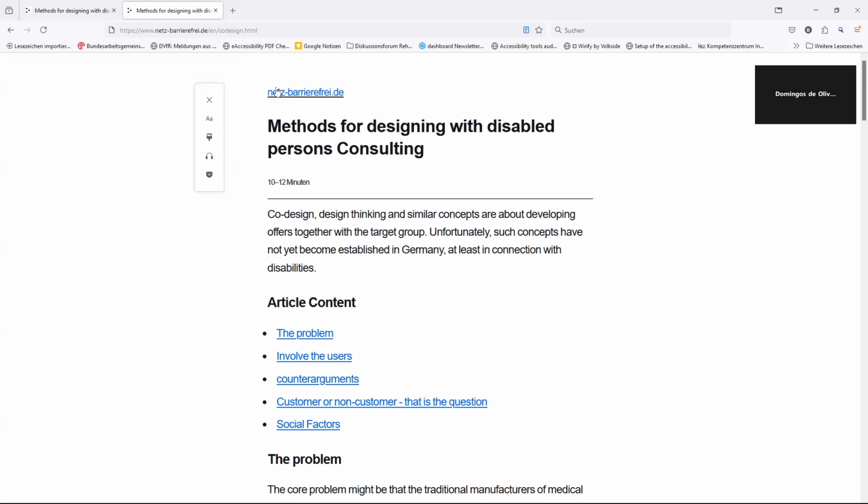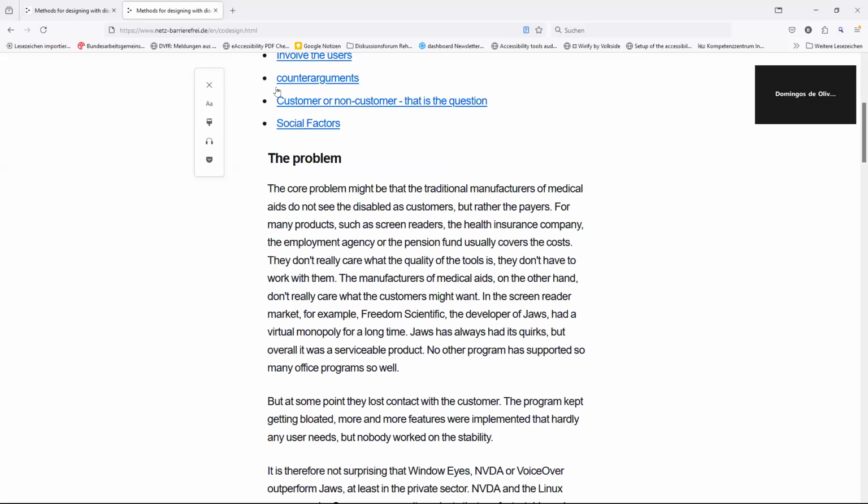There are many methods for designing with the target group, for example, design thinking, and it is very important to design with the target group, I think. The problem is, in many cases, what we see a lot is that people are designing, for example, assistive technologies for people with disabilities, but without them. That means that you perhaps develop things they don't need, or things that cannot be used in their situation.